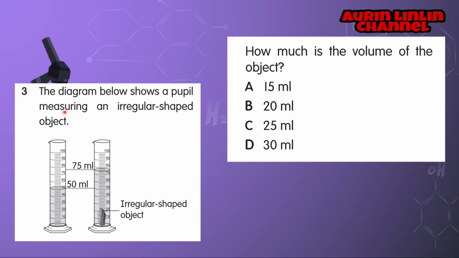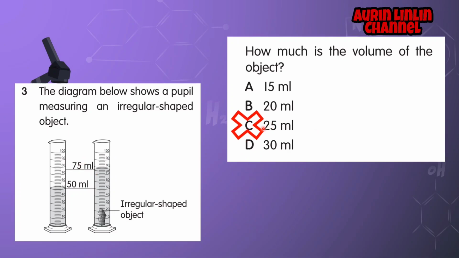Number 3. The diagram below shows a pupil measuring an irregular shaped object. This is the irregular shaped object. How much is the volume of the object? Now look at the number. The volume before is 50 milliliter, and the volume after we put the irregular object is 75 milliliter. So the answer is 75 minus 50. The answer is 25 milliliter.